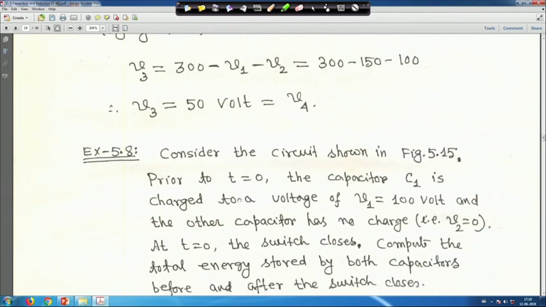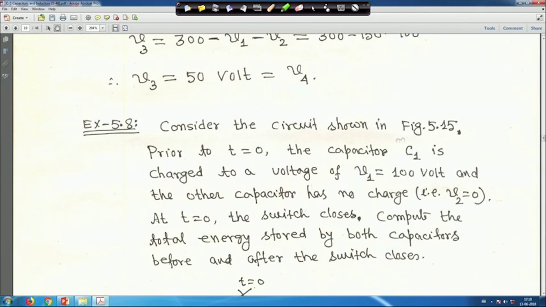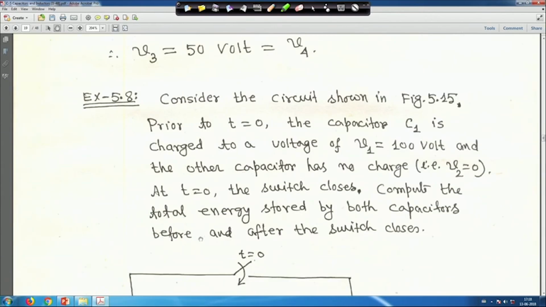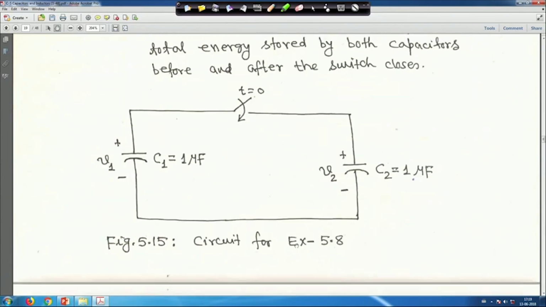So, next is consider the circuit shown in figure 15. Prior to t is equal to 0, the capacitor C1 is charged to a voltage V1 is equal to 100 volt, and the other capacitor has no charge, that is V2 is equal to 0, right, that is uncharged. At t is equal to 0, the switch closes. Compute the total energy stored by both capacitors before and after the switch closes, right. So, this is the diagram.